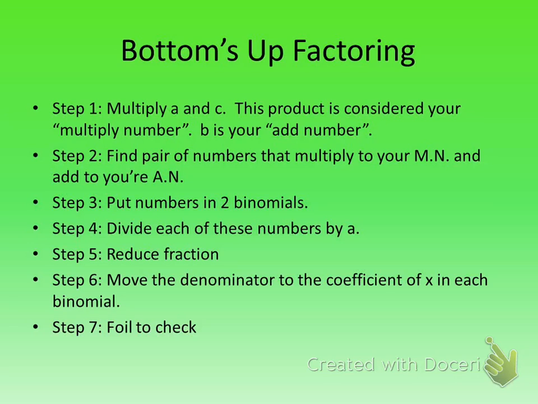All right? Step 1. Multiply A and C. Where does A and C come from? The A in front of the x squared and the C in the back. Good. Your multiply number, in actuality, this holds true for all of them, is the product of A and C, the first number and the last number.